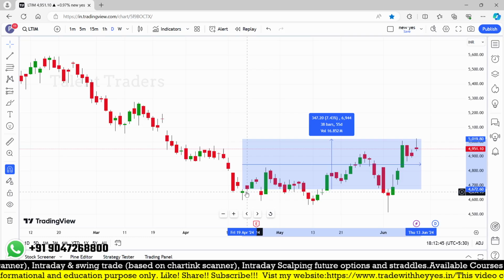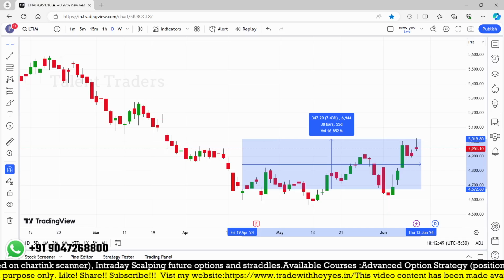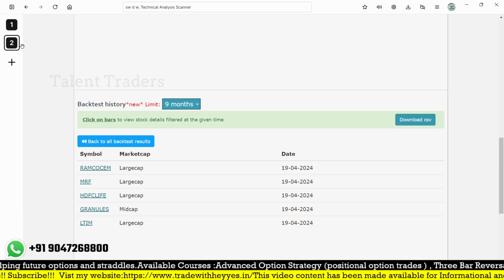It moved, and finally it triggers your stop loss if you have not booked it. Okay, so these are my two premium scanners, which are available in the premium group. That is our paid group.